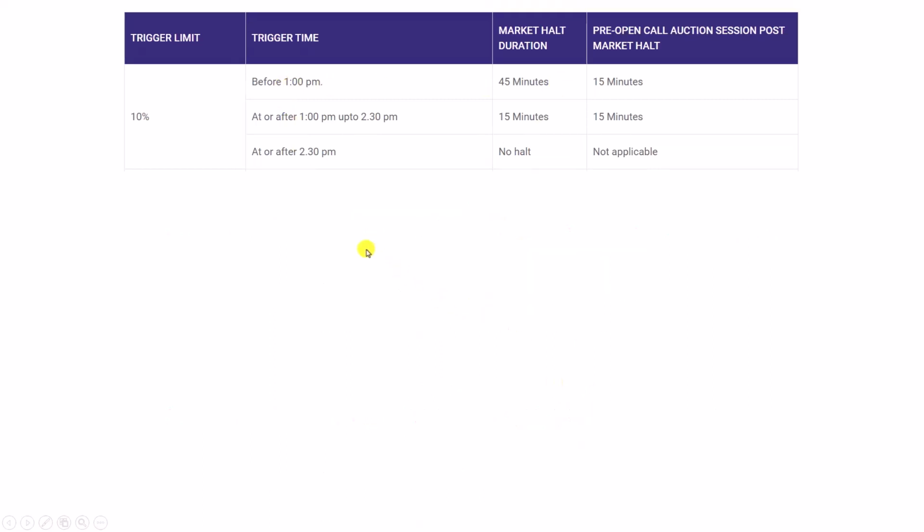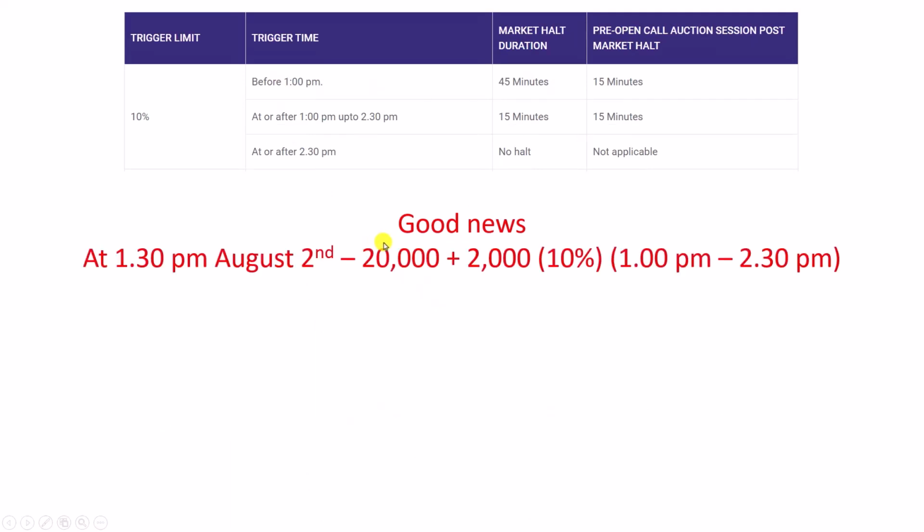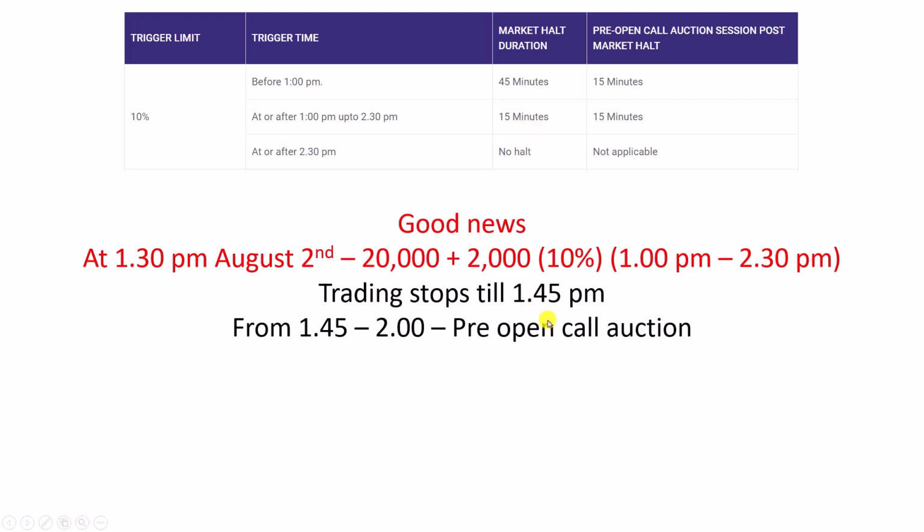Let us take the second condition. There is good news which has come late, and let us say at 1:30 p.m. on August 2nd, Nifty hits the upper circuit. Okay, 22,000. So this condition applies now from 1 p.m. to 2:30 p.m. If that happens, then trading stops till 1:45 p.m. So from 1:30 till 1:45 p.m., for 15 minutes trading halts, and from 1:45 to 2 p.m. there is a pre-open call auction for 15 minutes, and the market reopens at 2 p.m.